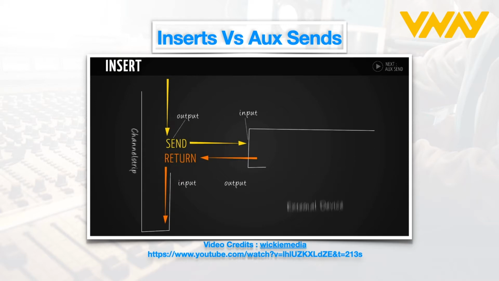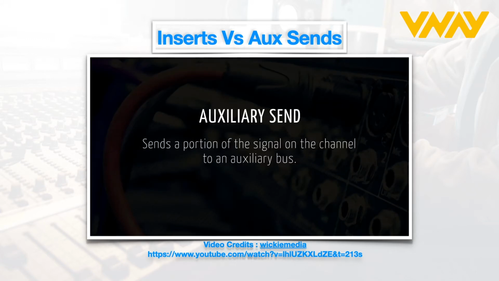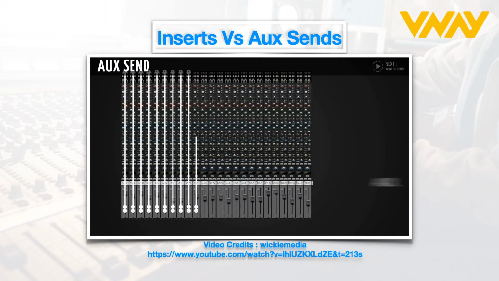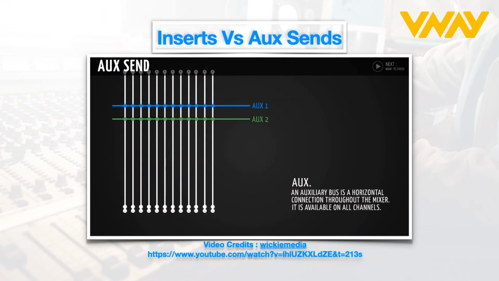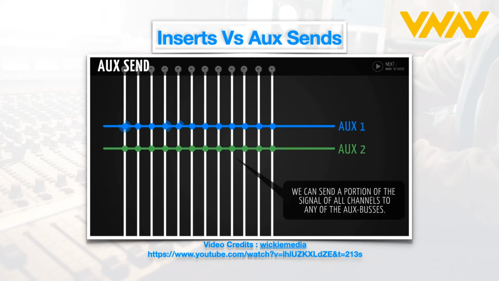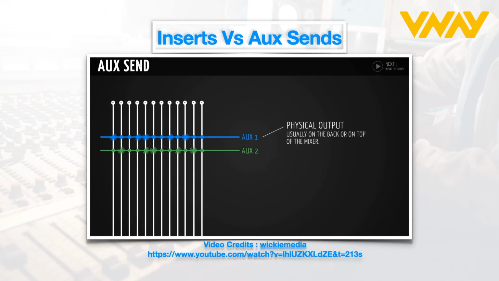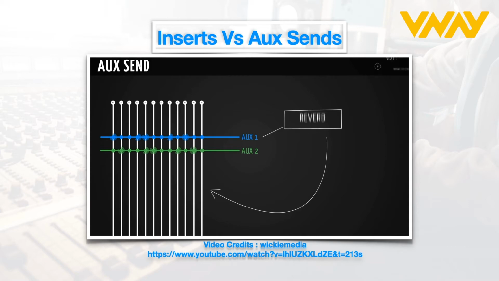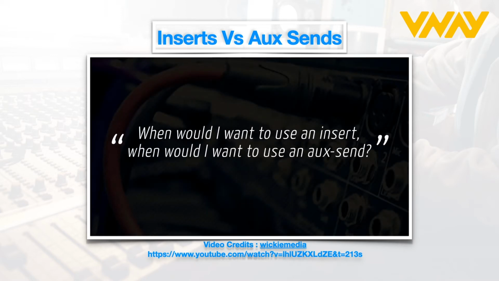An auxiliary or aux send sends a portion of the signal on the channel to the auxiliary bus. The auxiliary bus can be seen as a horizontal connection on the mixing console. So we can send a portion of each of the channels that we want to send to this auxiliary. The output of the auxiliary bus is usually a physical output on the back or on the top of the console. From here on we can send the signal to an effects processor like a reverb unit. The output of the reverb unit can then be sent back to a group return on the console or maybe onto spare channels.